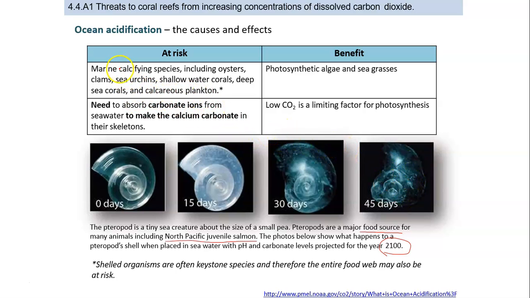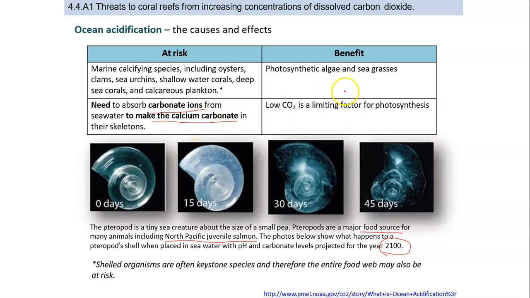There are many types of marine calcifying species, including oysters, clams, sea urchins, shallow water corals, deep sea corals, and also calcareous plankton. All of them are at risk, and these organisms need to absorb carbonate ions from the seawater to make calcium carbonate. And this is necessary to make their skeletons.